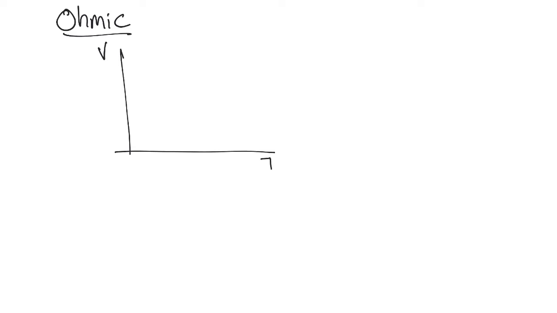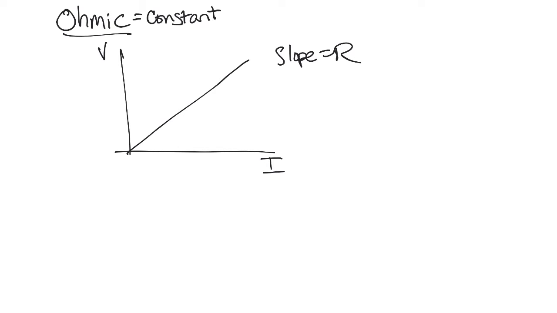Okay, guys, let me try the light bulb thing again. So let's back up and let's talk about what it means for something to be ohmic. So V versus I looks like that, where the slope is the resistance, right? So an ohmic object means that it has a constant resistance.